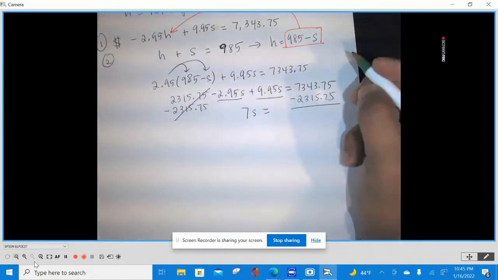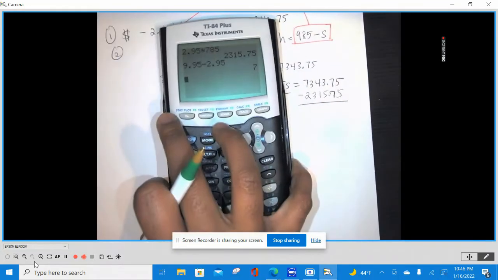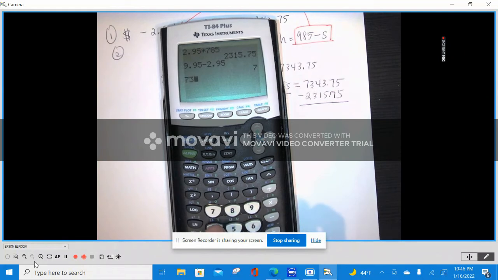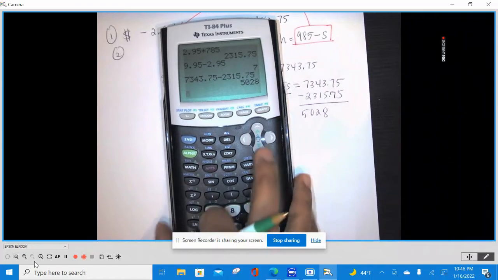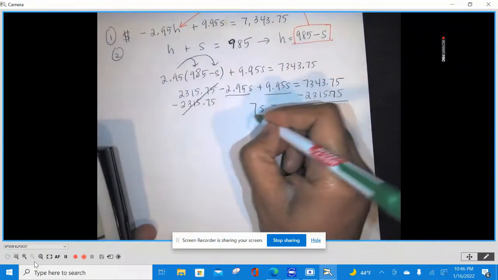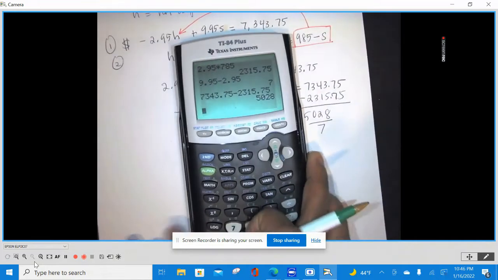And that's a 7. And then when I do my math here, I get 7343 minus, it comes out to 5,028. And then the last thing is to divide by 7. Let's see how many steak sandwiches that he got.